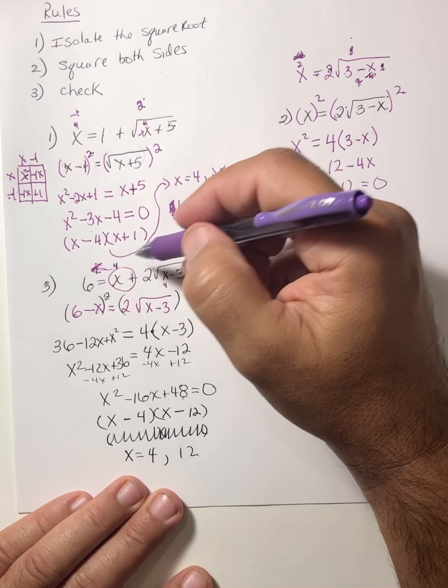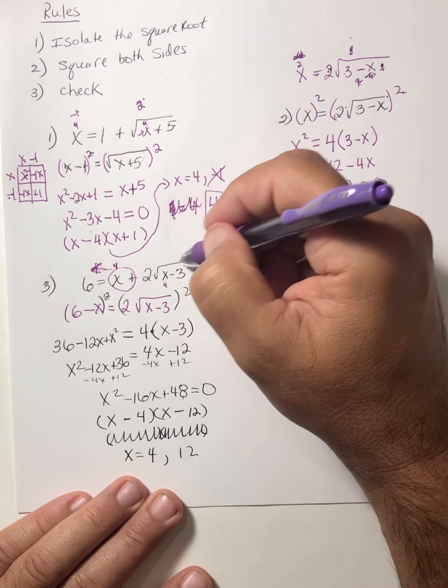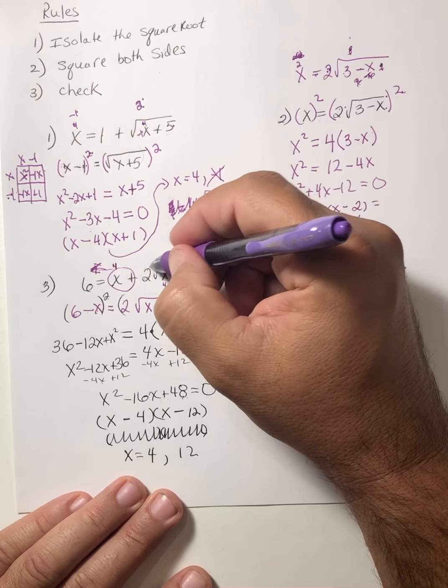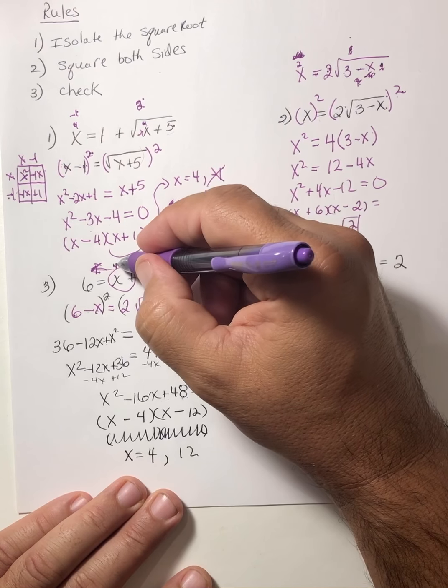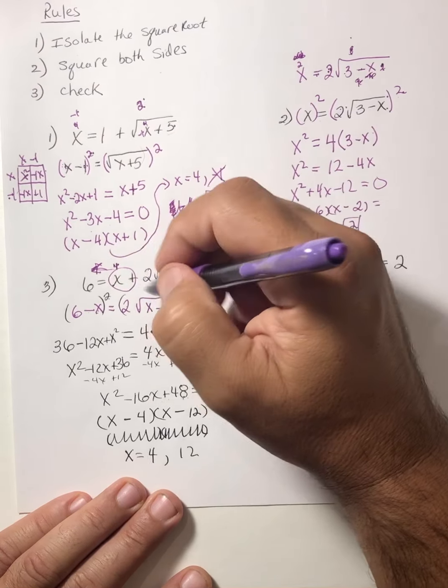Alrighty, what do we have here? So 4 minus 3 is 1. Square root of 1 is 1. 2 times 1 is 2. Plus 4 is 6. So 4 works.